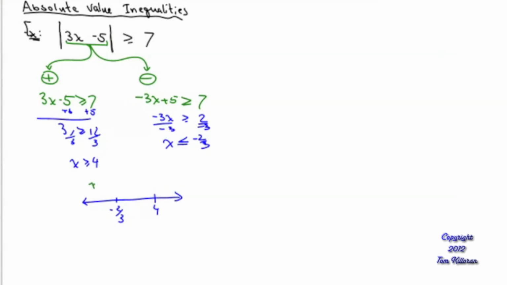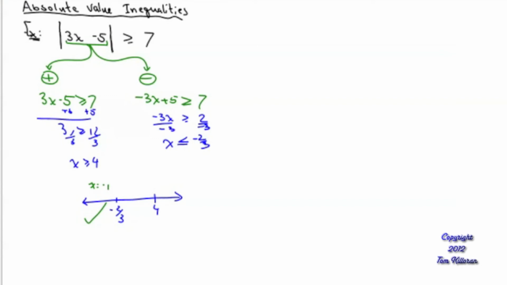So if you choose x is equal to negative 1, go back to the inequality, plug it in, and see what happens. 3 times negative 1. Negative 3 minus 5. Negative 8, absolute value is 8. Is 8 bigger than 7? Yes. So it's going to work on that interval. For all the numbers. Negative 100, negative 200, all of them.